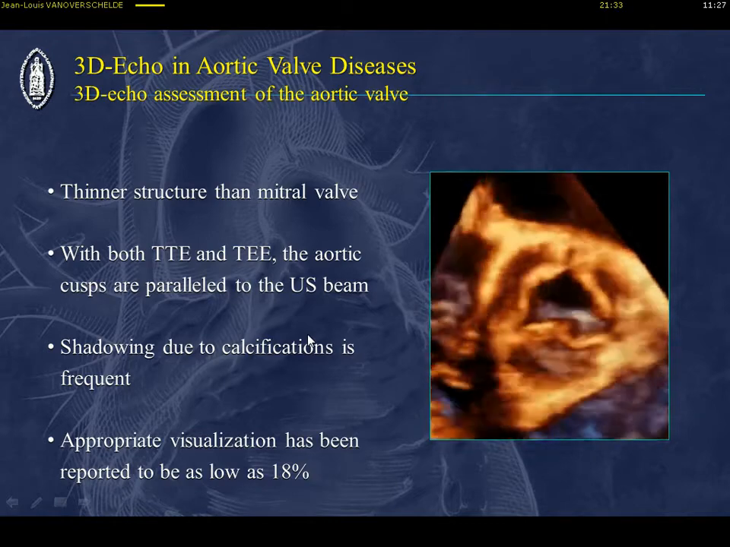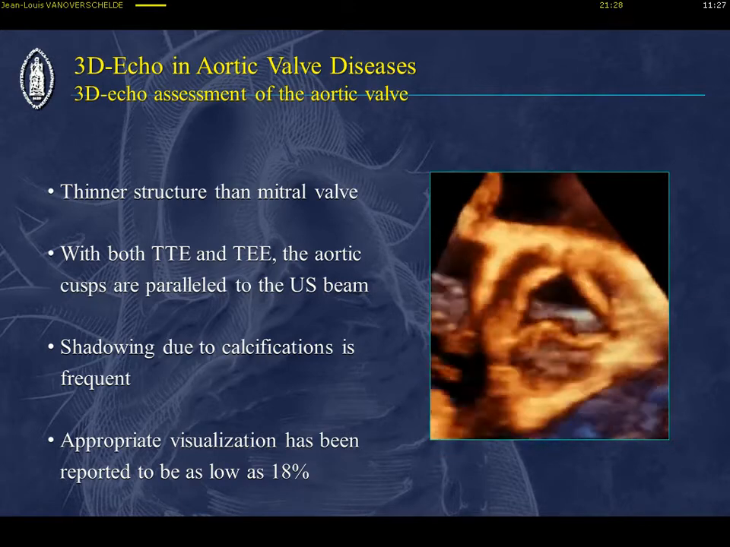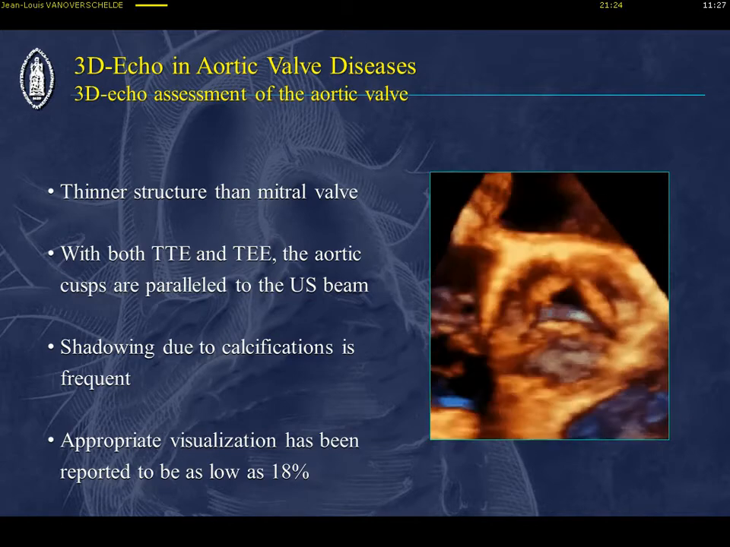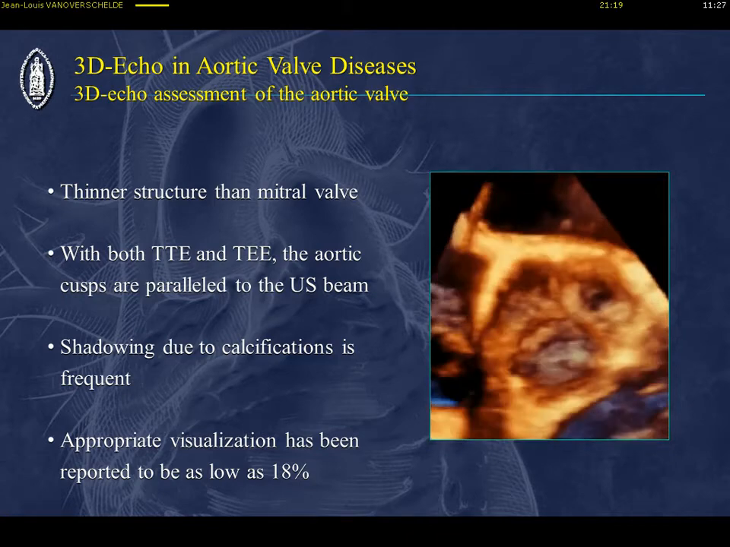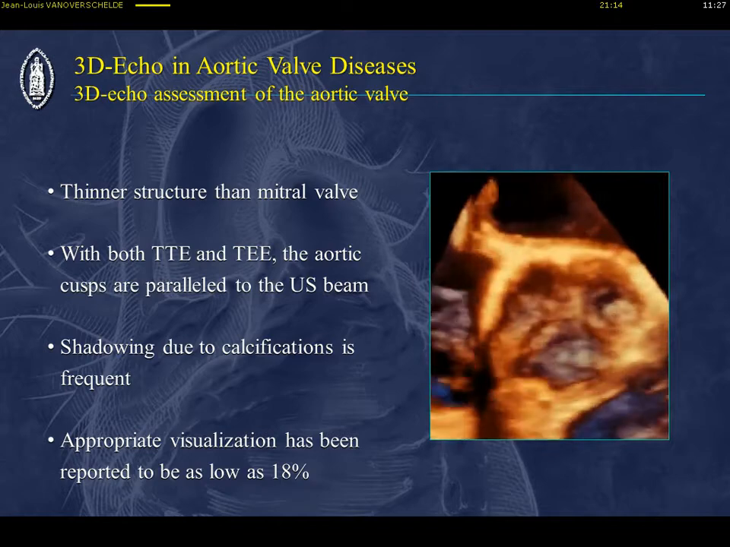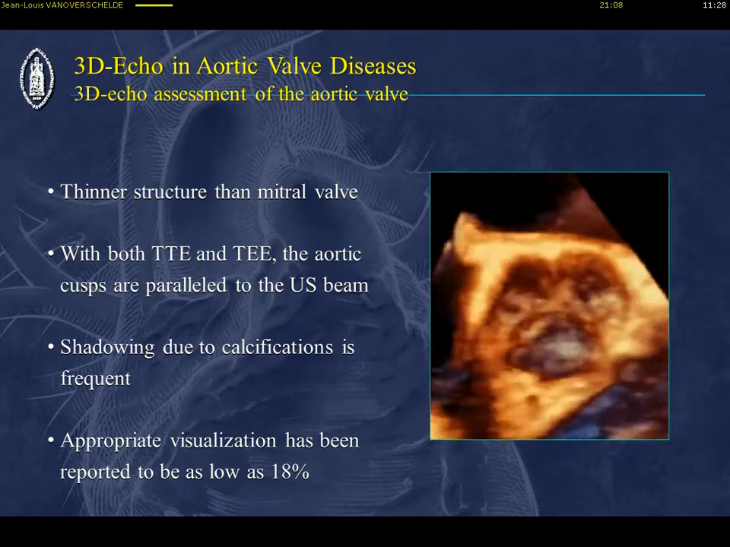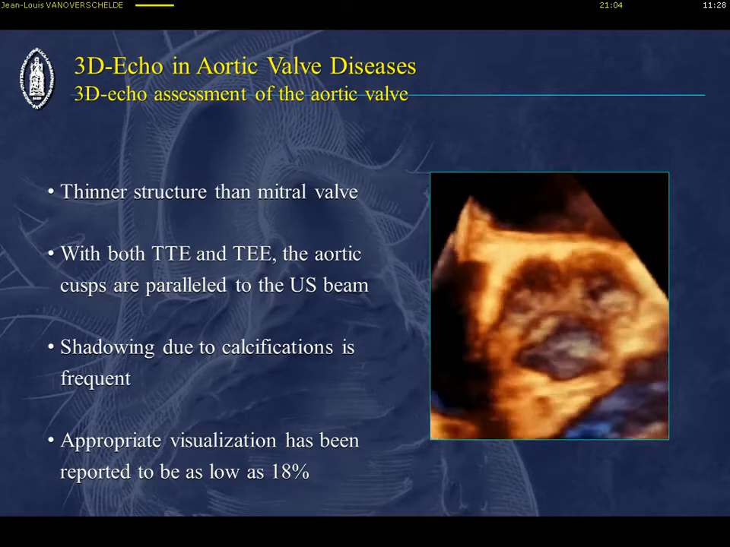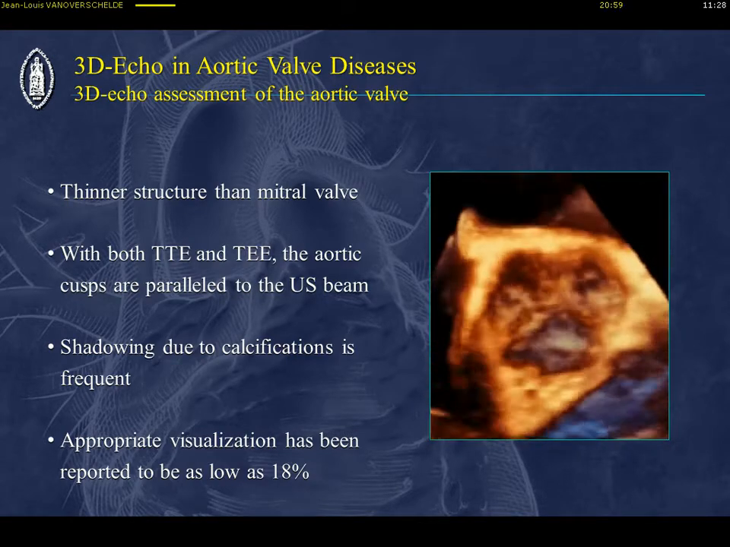Now with 3D echo, we can have a very nice view, of course, of the aortic valve, as we can have from the mitral valve, but we have to realize there are some hints and tips and tricks for the aortic valve. First of all, it's a much thinner structure than the mitral valve, and the mitral valve is something like 3 to 4 millimeters in thickness in some places, which is relatively easy to image. And in addition, the ultrasound beam is hitting the mitral valve in a perpendicular fashion, so it gives you a very good contrast between the cavity and the valve itself.